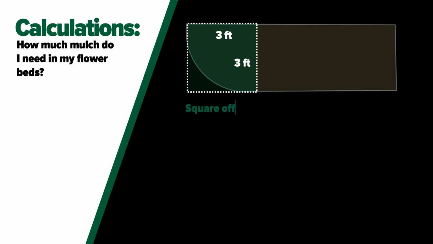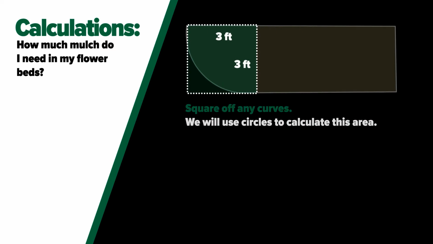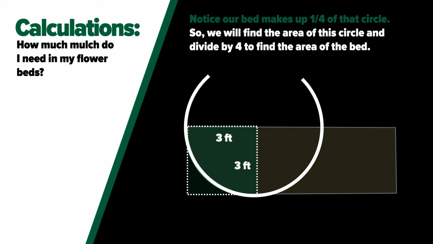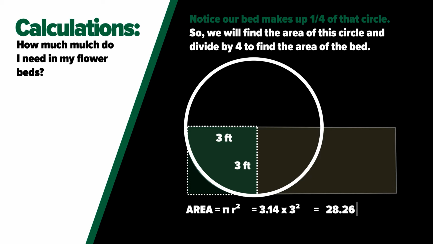And to do that, we're going to use the area of a circle. The reason this works is, if you notice, there's really an imaginary circle that encompasses the curve of that bed. And notice that the bed makes up about 1/4 of that entire circle. So if we find the area of that circle, which equals pi r squared, and divide it by 4, we'll be able to find the area of our flower bed.